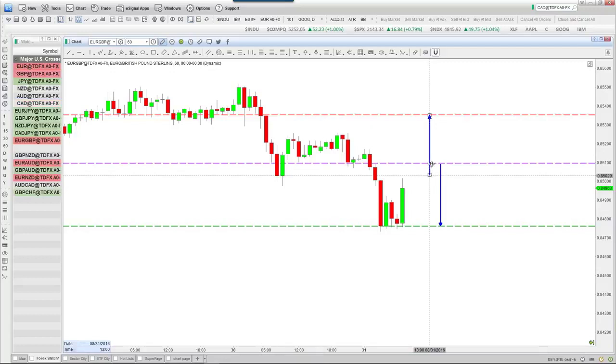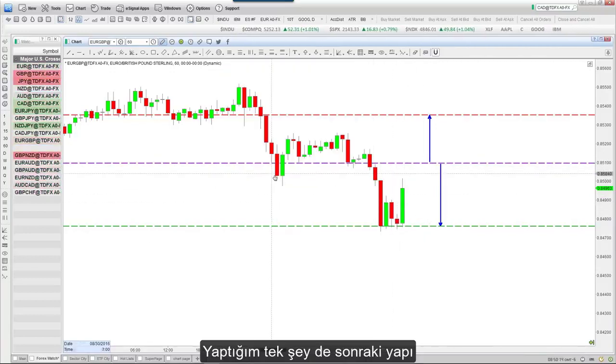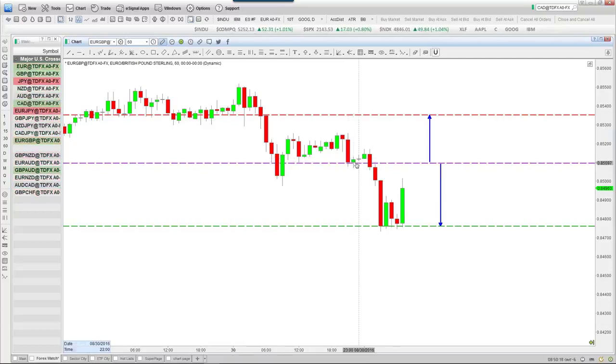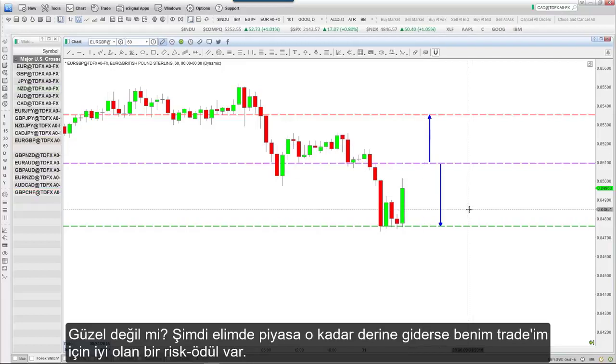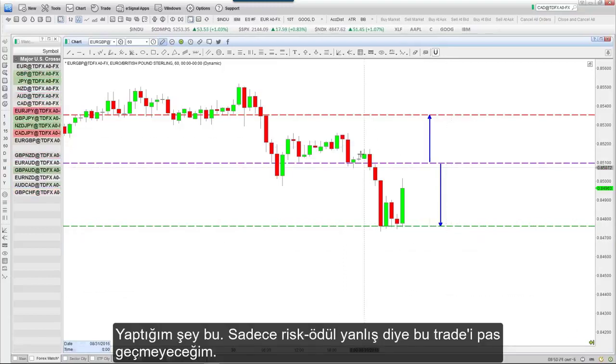Now I'm looking at a risk-reward that's in my favor. And all I did was move it up to the next structure level. Beautiful, right? Now I've got a risk reward that works for my trade. If the market will come that deep in, I've got a decent setup here. So that's exactly what I do. I'm not going to leave this trade just because the risk reward is wrong.